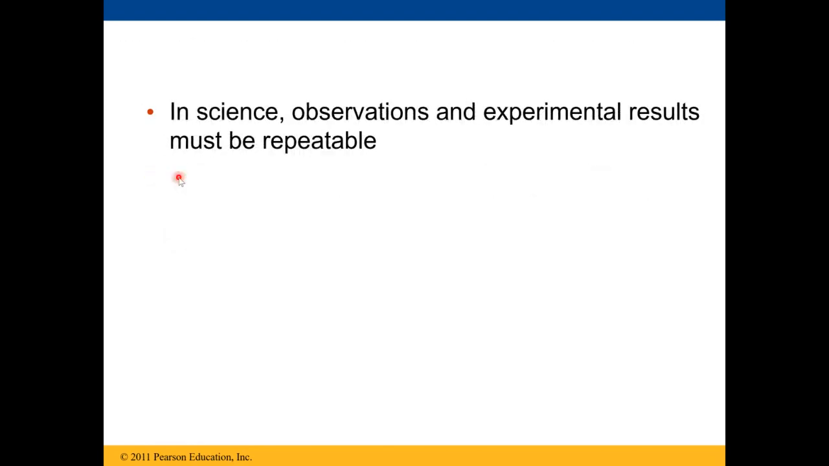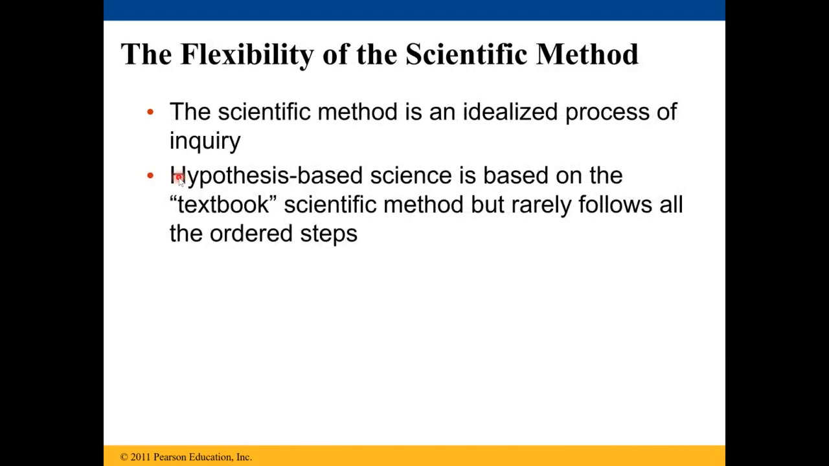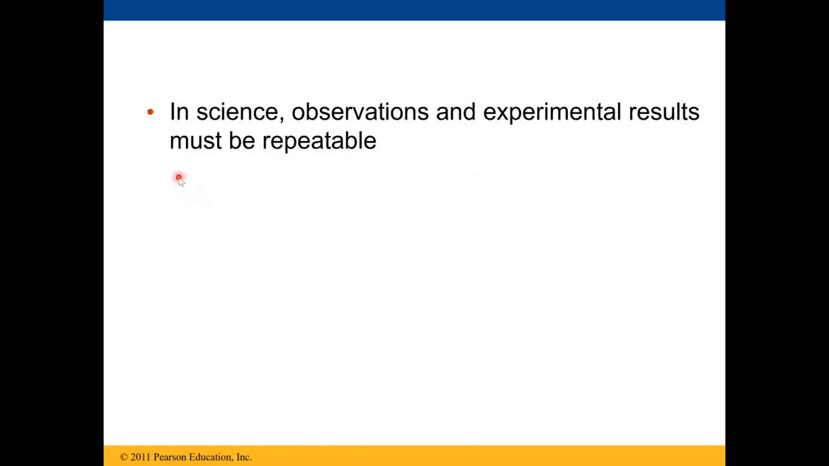All right, so hypothesis-based science is based on a textbook scientific method, but rarely follows all the steps in order. So you might have learned the scientific method as question, hypothesis, experiment, where you had a variable and a control, results, discussion, and that's nice. And there's a lot of ways that science follows that very exact pattern, but just like life, there's a lot of different ways to approach answering these scientific questions, and I'll explain a couple of them to you during the course of the semester.